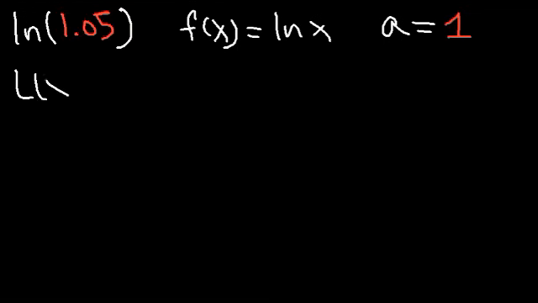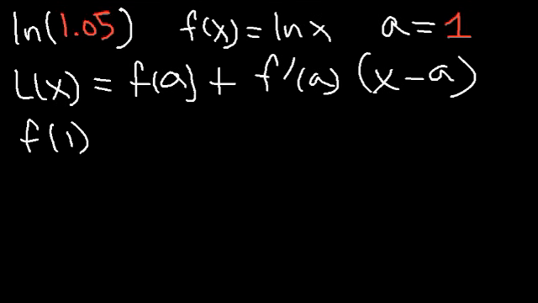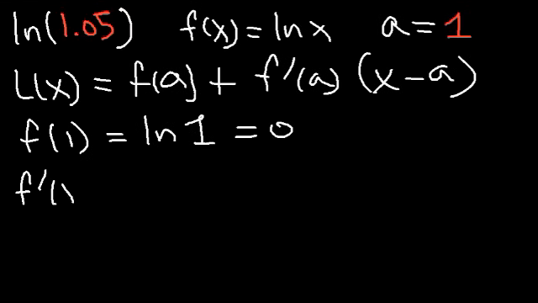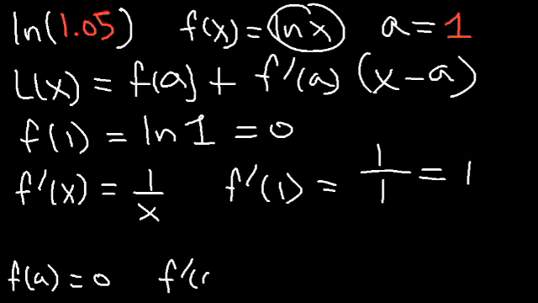So now let's find L of x, which is going to be f of a plus f prime of a times x minus a. So f of a, which is basically f of 1, that's ln 1, and we said ln 1 is 0. Now f prime of x, the derivative of ln x is simply 1 over x. So therefore f prime of a, or f prime of 1, is 1 divided by 1, which is 1. So therefore we know that f of a is 0 and f prime of a is 1.